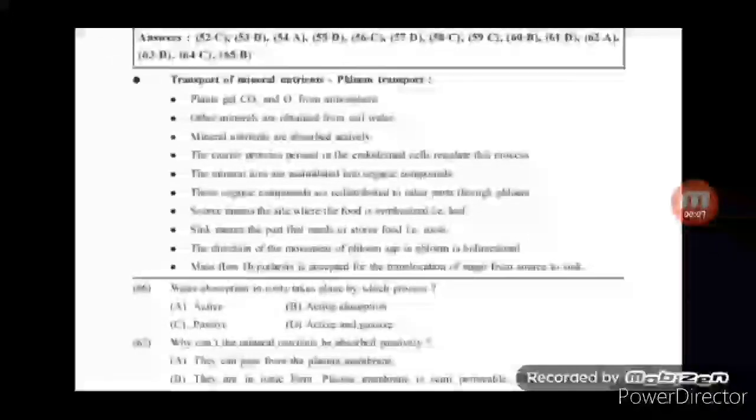Today I'm going to explain the line standard NEET and CET questions. We are going to solve the line standard questions on transport in plants. This chapter needs CD questions, which we are going to solve. So let us come to the next topic.